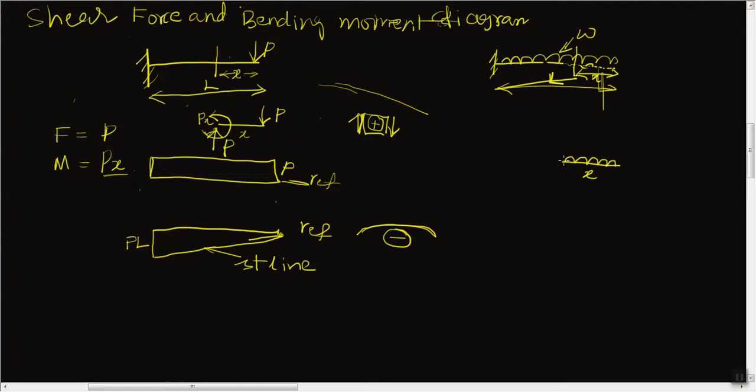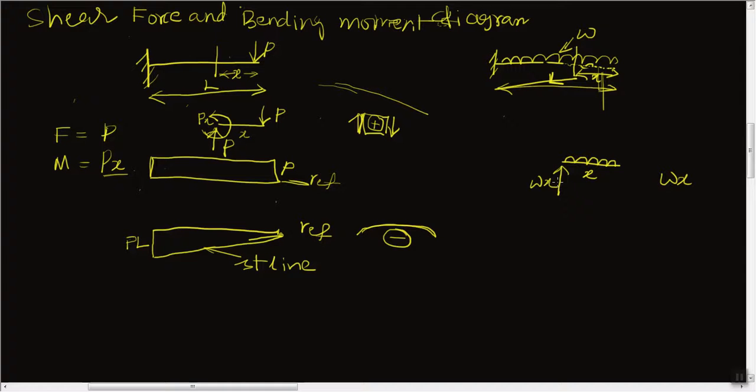We know that this portion of the beam is neither translating nor rotating, so we have to keep it in equilibrium. To have translational equilibrium, we need to balance the forces. The total force coming from the top is nothing but the load intensity into distance, that is small w into x. That much force we are adding here.